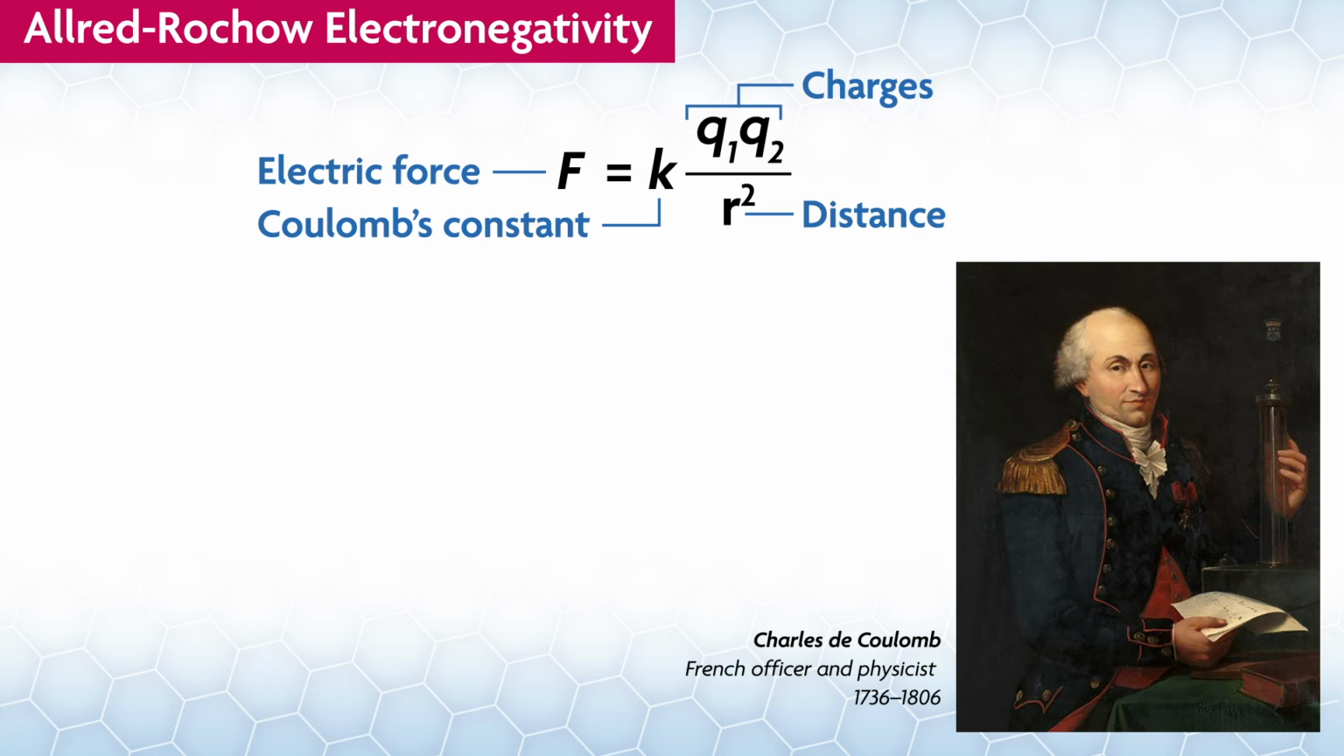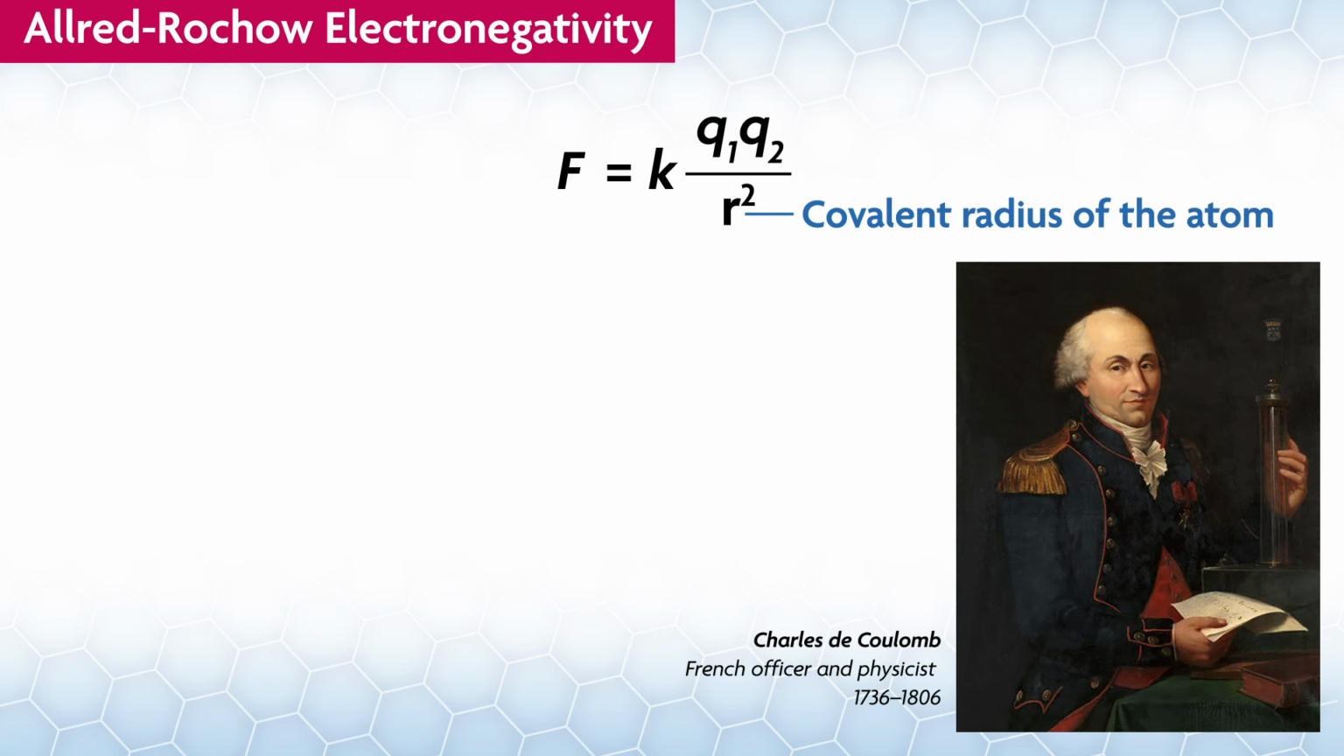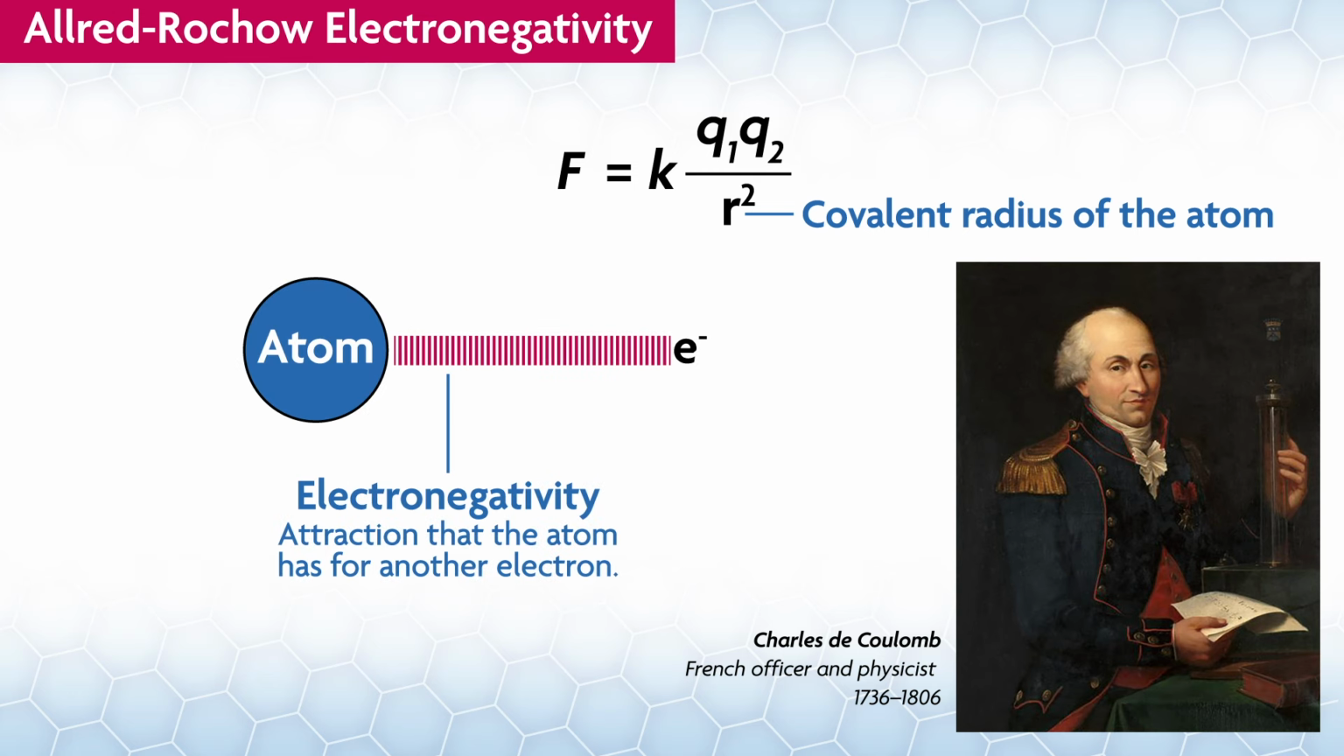The distance that Allred and Rochow used was the covalent radius of the atom, R. The idea that they had is this. Since electronegativity is the ability of an atom to attract electrons in a bond, the best measure of electronegativity would be to look at the attractive force between the atom and another electron, like the one that might be donated by another atom coming in. This attraction that the atom has for another electron is electronegativity.